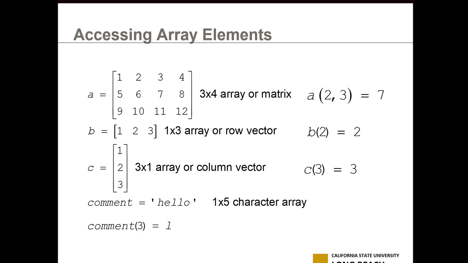Here it's the text hello, H-E-L-L-O. This is a 1 by 5 character array. So now we have 4 different types of arrays here. And if we want to access specific information on it, we can use the nomenclature on the right.